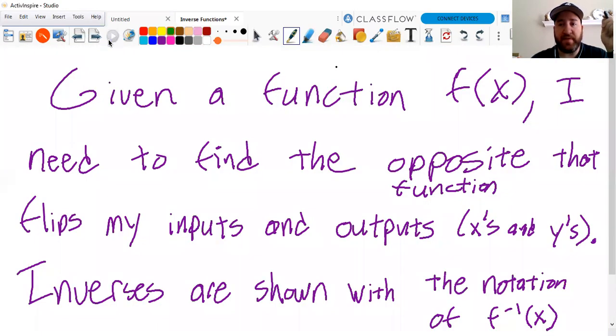So given a function f of x, I need to find the opposite function that flips my inputs and outputs. Again, my inputs are my x's, what I plug in to my equation. My outputs are what I get out. Outputs are my y's. The inverse function is shown with the notation f negative 1 of x. Again, it looks like an exponent of negative 1, but I'm not calculating anything. It's just what I stick on my regular function notation to designate that it's an inverse function.